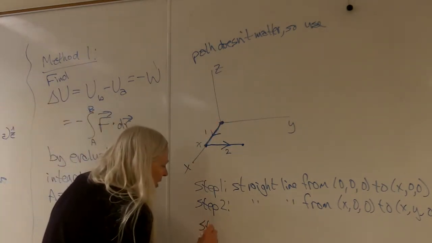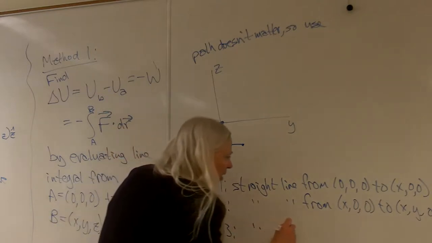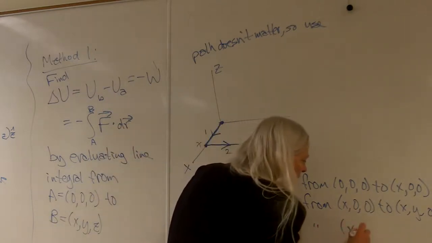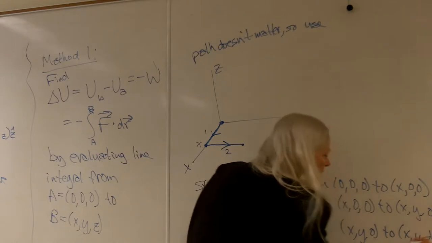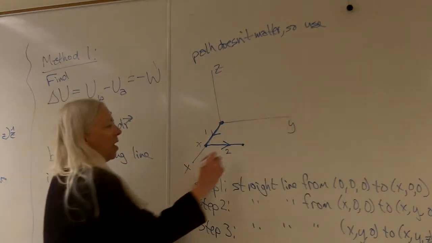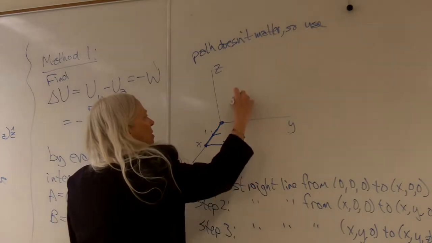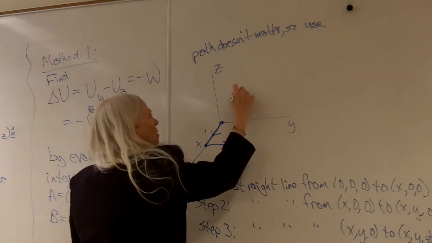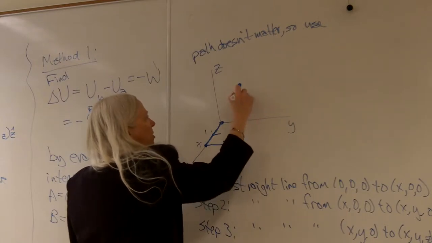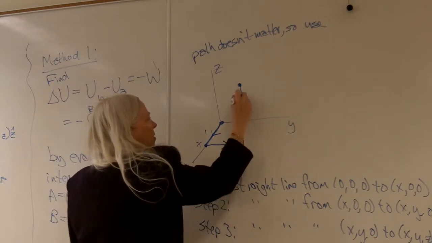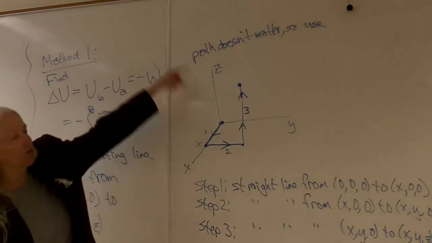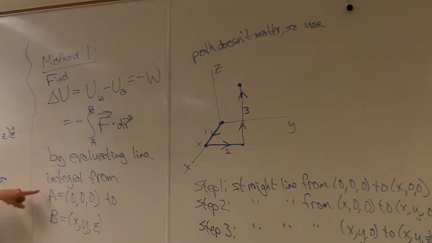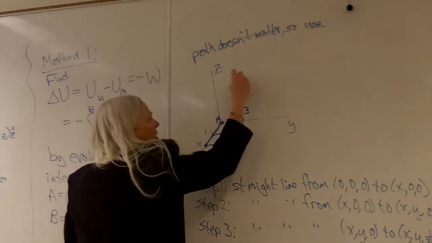Okay? And then for step three, we're going to do a straight line from the point we just ended up at, x, y, 0, to the point x, y, z. So we're going to, in other words, keep x and y fixed and just move up in the z direction to our final location, let's say right here. Okay? So step three, we're just going to move up a distance z parallel to the z-axis. Okay? Right, so that's the path we're going to use from our point A to our point B. So here's our A, here's our B.